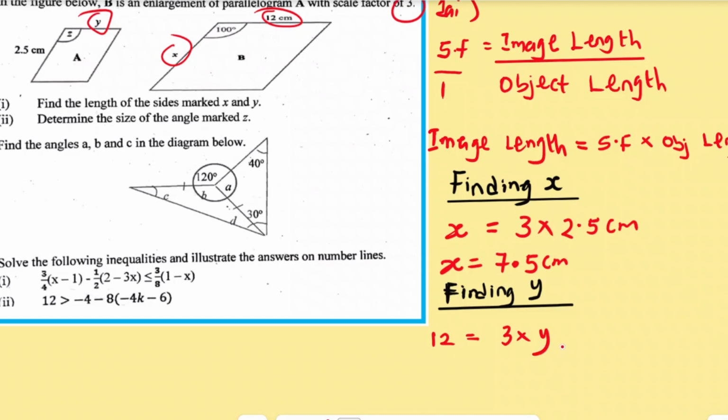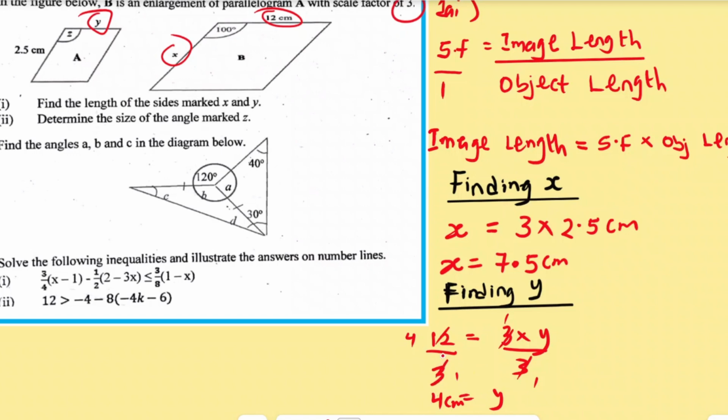So this is what we have. Very, very simple. So if you want to find the value of Y, you just have to divide here by 3, here too by 3. So 3 here 1, 3 here 1. So 3 goes into 12, 4 times. So that means 4 is equal to Y, or Y is equal to 4. So now the unit is centimeters. So Y is equal to 4 centimeters.